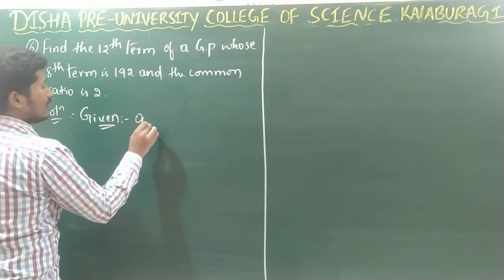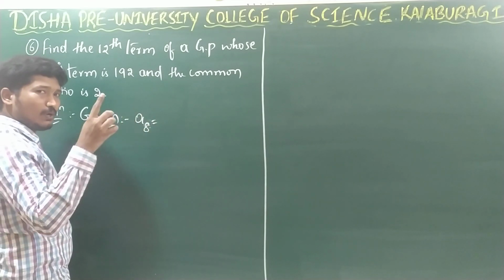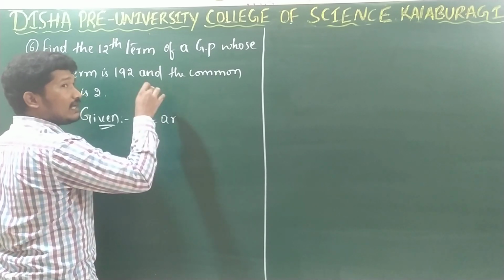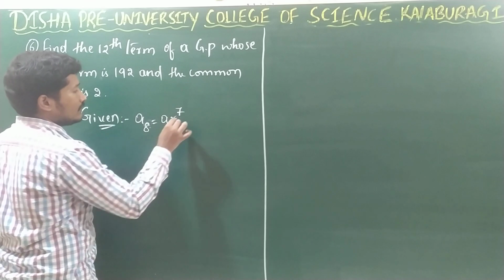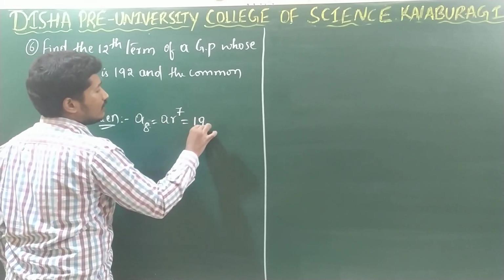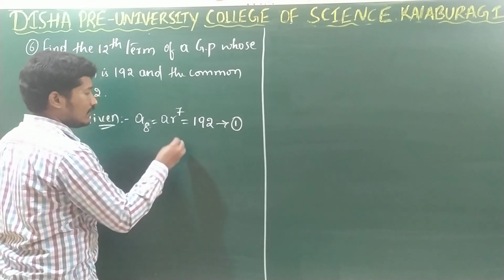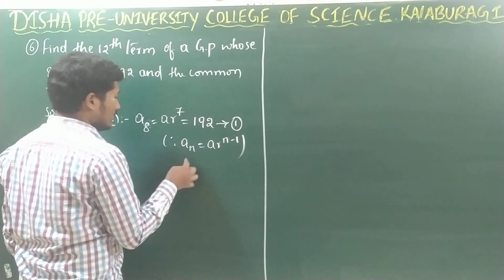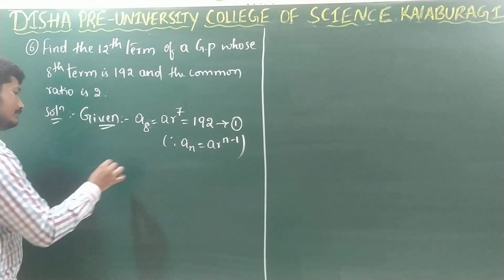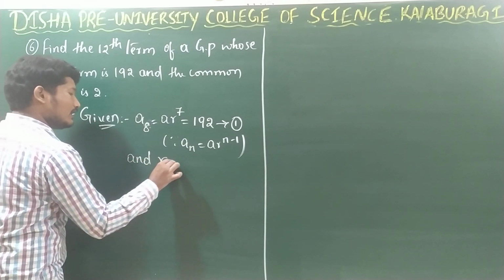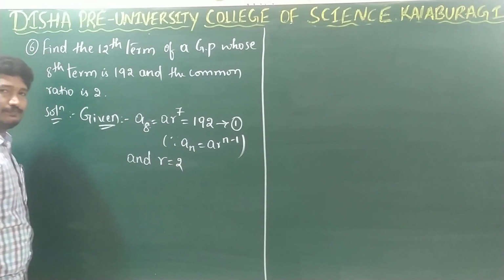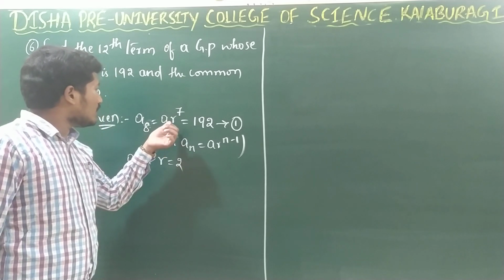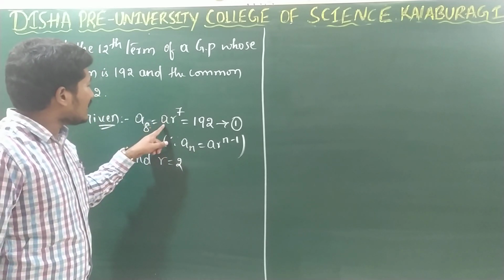A8 is equal to, a_n is equal to a into r power n minus 1, n is equal to 8 here. So a into r power 8 minus 1, that is 7, is equal to 192, as given. Let us take this as 1. How did I write this? Because a_n is equal to a into r power n minus 1. Here n is equal to 8. And we are also given the common ratio, that is equal to 2. So if I substitute the value of the common ratio in this equation, will I get the value of a?